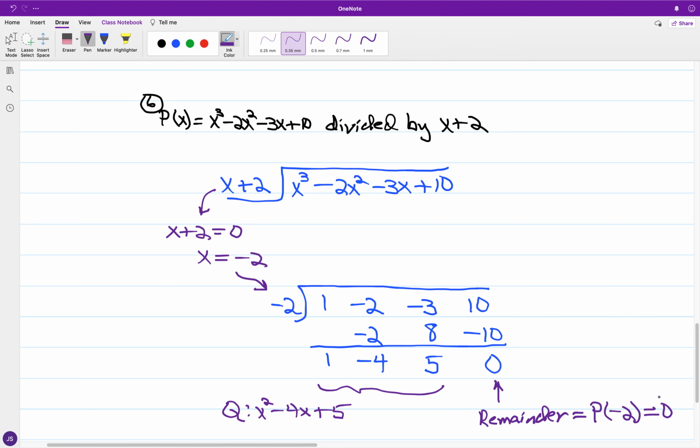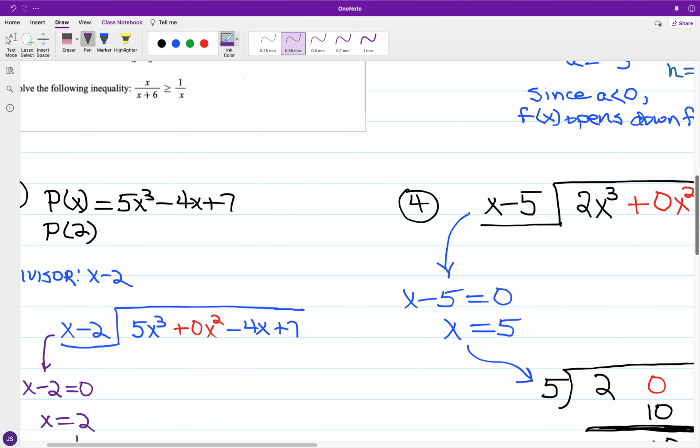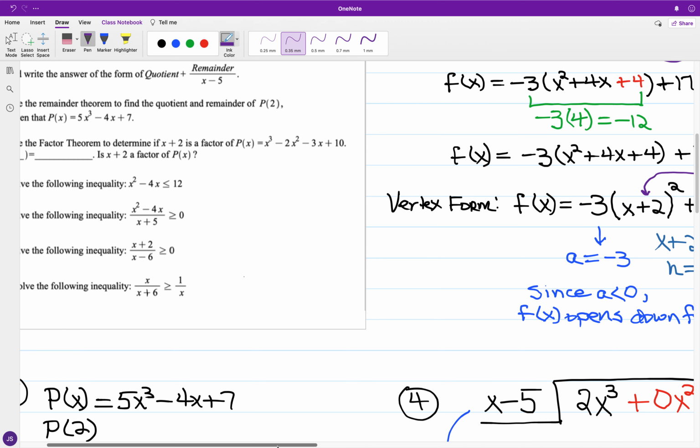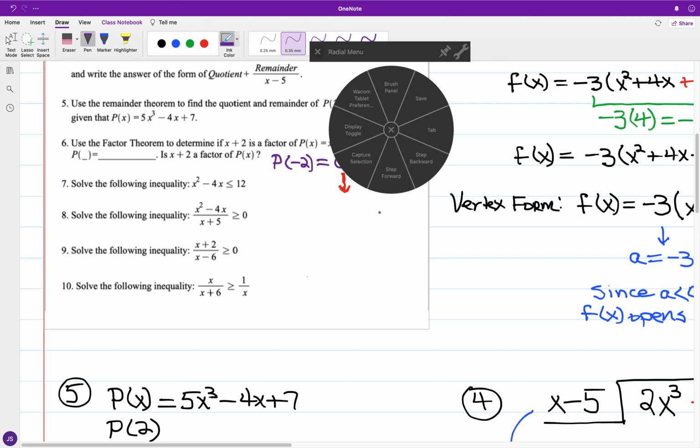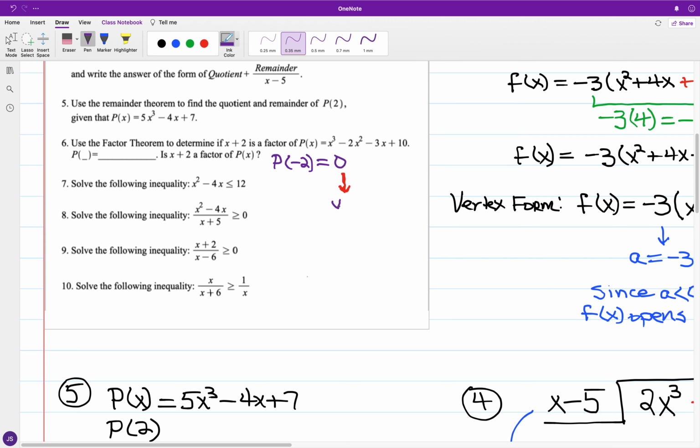And again, in the case of the factor theorem, and filling in the blanks, it's going to be that p of negative 2 is equal to 0. And because the remainder is equal to 0, yes, x plus 2 is a factor. If you had a non-zero value, then it would not be a factor.